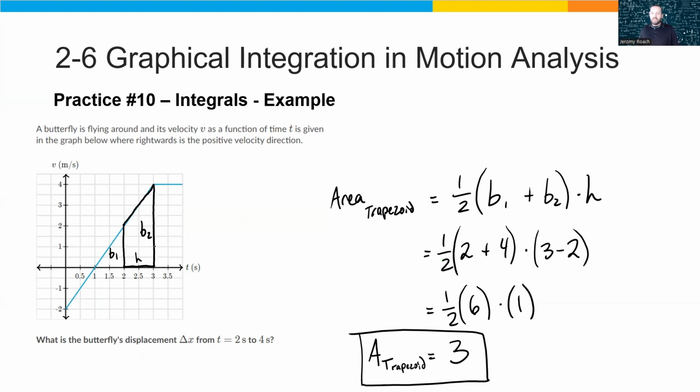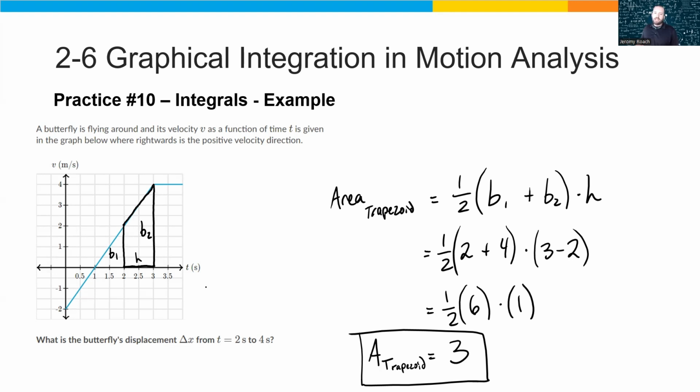So for the first part, the area of the trapezoid is 1/2 base 1 plus base 2 times the height. So we have 1/2 times base 1 is 2. So this is just 2 units up. And notice these are going up by 1/2. So base 1 is 2. Base 2 is 4. So 1/2 times 2 plus 4 is just 1/2 times 6.